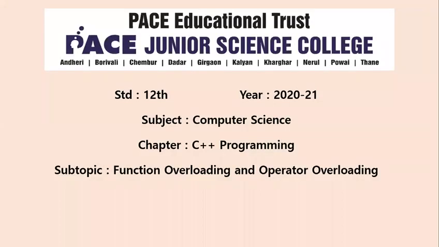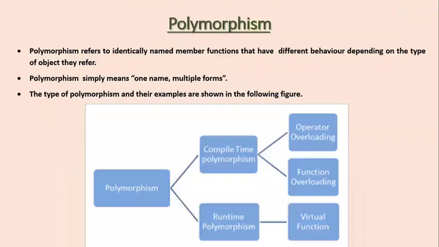Okay, next concept of object oriented programming is polymorphism. In that, the subtopics are function overloading and operator overloading. Now what is polymorphism? In the features and concepts also, we have discussed that polymorphism means one name and multiple forms, right?